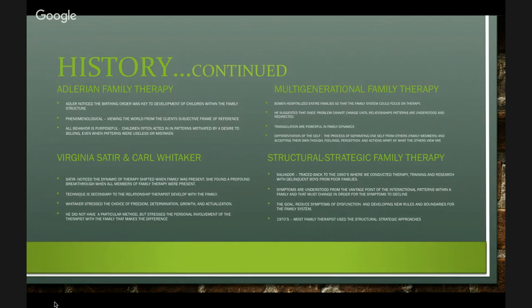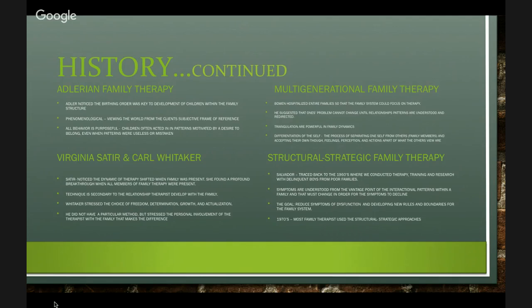Adler believed that all behavior is purposeful. He saw that children often acted in patterns that were motivated by a desire to belong. Even if these patterns of behavior were mistaken or useless, they were definitely crucial and purposeful. Adler noticed that birth order was a key to the development of children within the family structure.